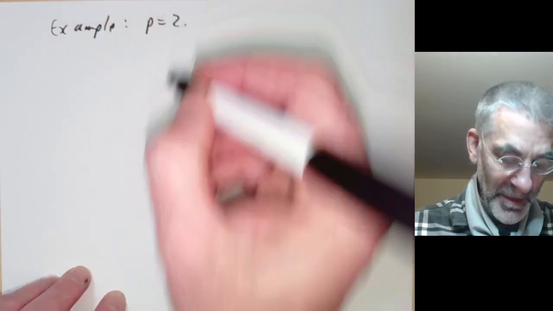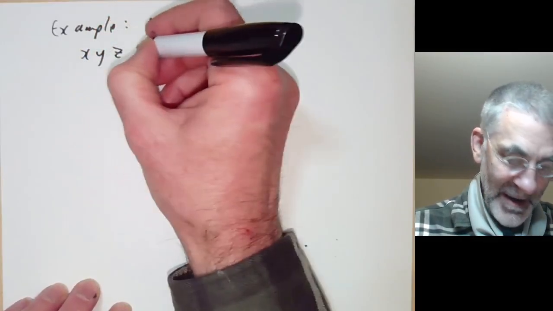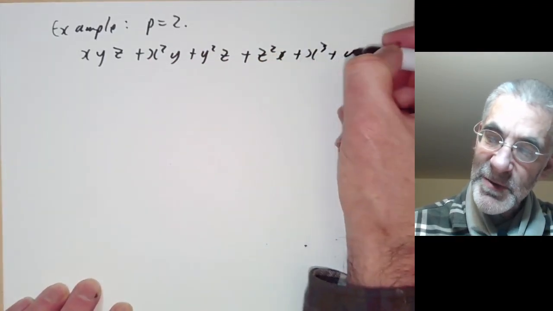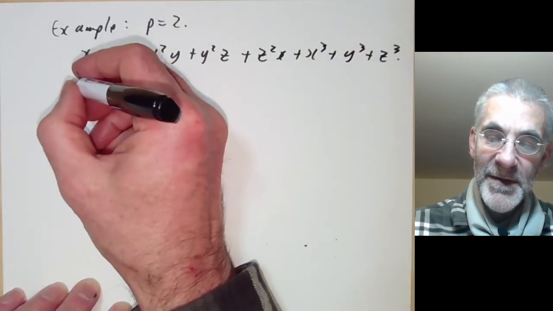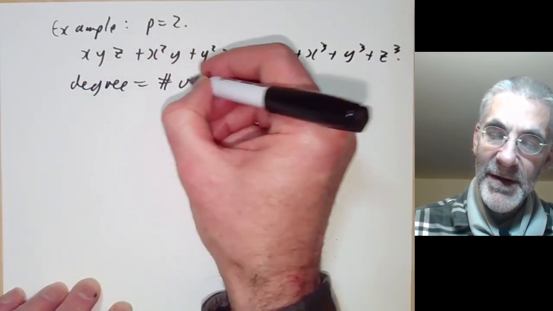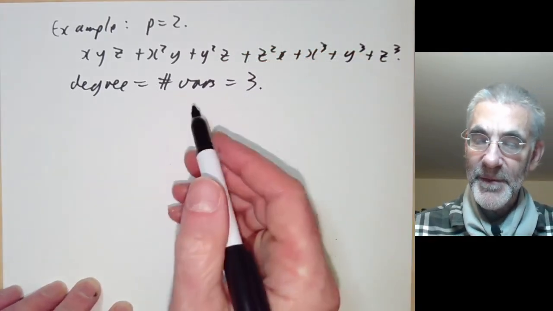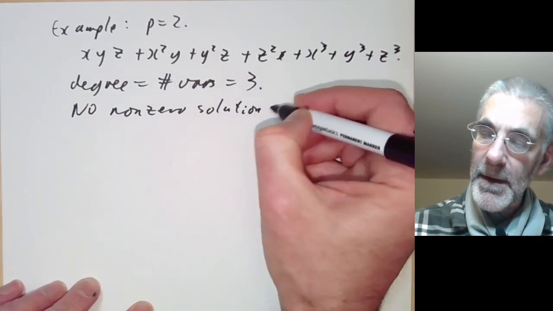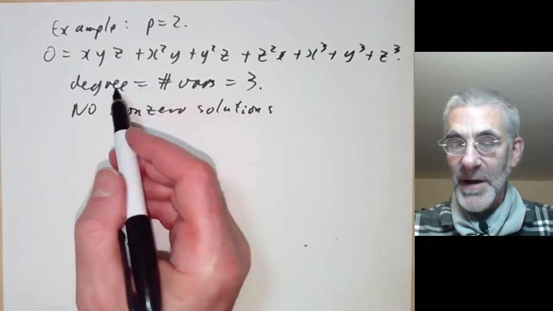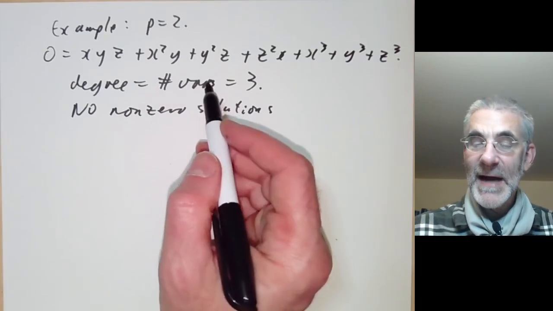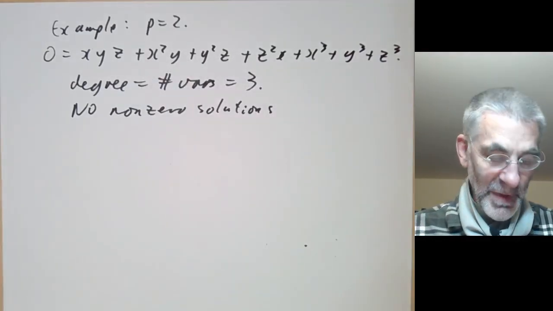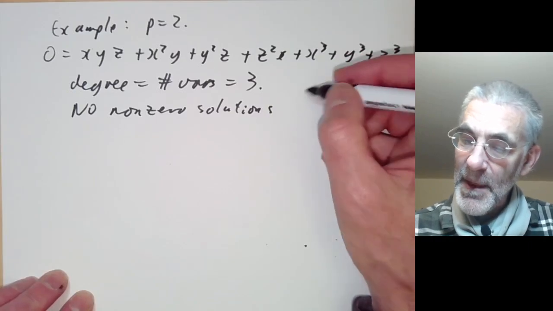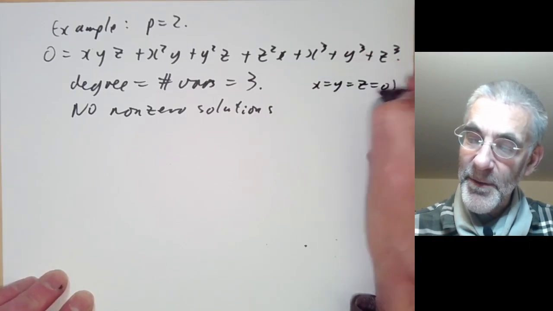Let's take p equals 2, and let's look at xyz plus x squared y plus y squared z plus z squared x plus x cubed plus y cubed plus z cubed. Now you can see here that the degree is equal to the number of variables, which is equal to 3. And there are no non-zero solutions to this equation being equal to 0. So if the degree is equal to the number of variables, the theorem breaks down. The number of solutions is not necessarily divisible by p. The number of solutions is just 1, because the only solution is x equals y equals z equals 0.